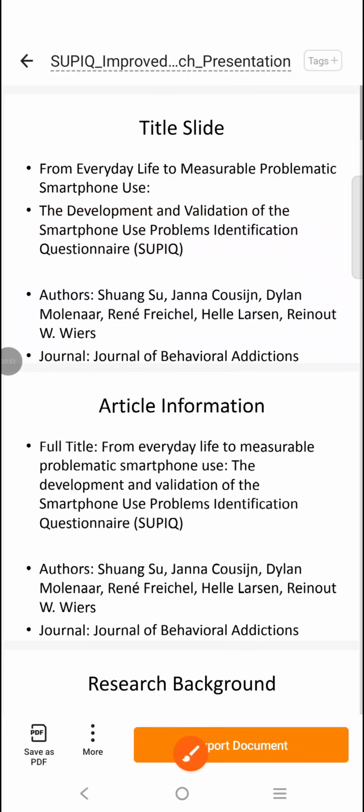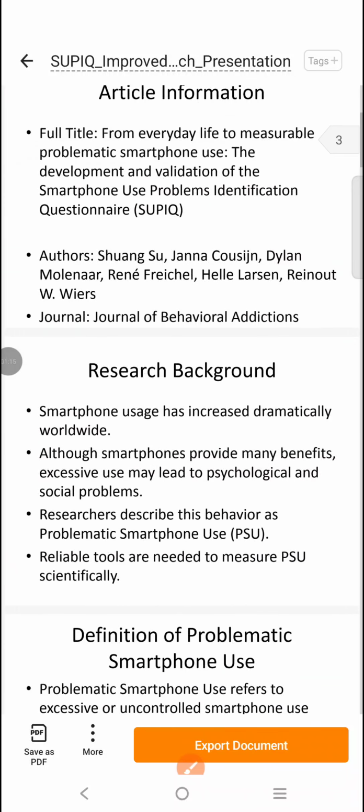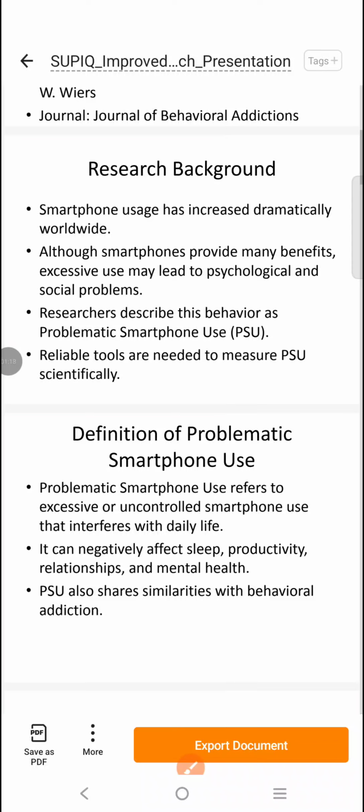So after this, we have the authors who developed this questionnaire: Shangsu, Jenna Kostin, Dylan Molinar, Rene Frichel, Helen Larson, and Renaud Weirds. This questionnaire has been published in the Journal of Behavioral Addictions. So I will go to the background. Smartphone usage has increased dramatically worldwide, although smartphones provide many benefits. And this smartphone questionnaire has really been used for so many years in research, so I strongly recommend you give it a shot.